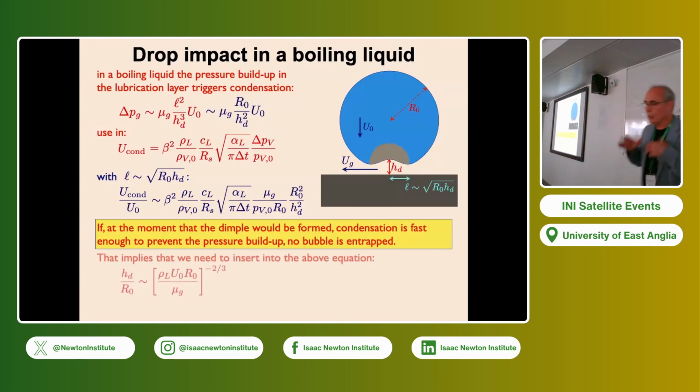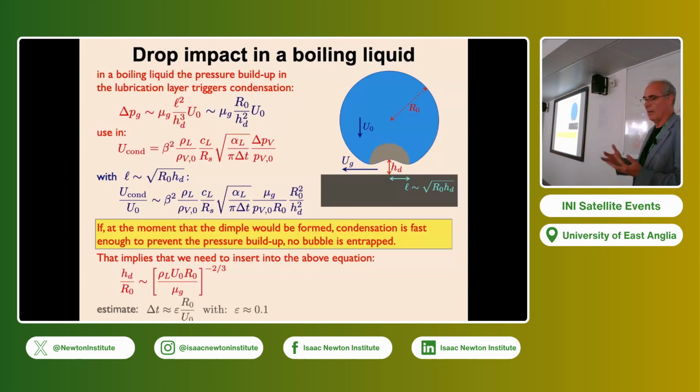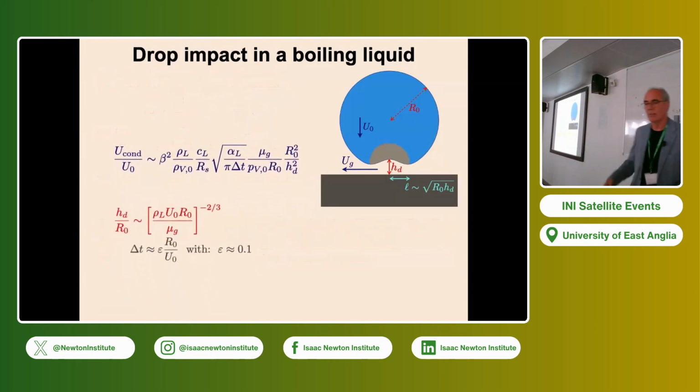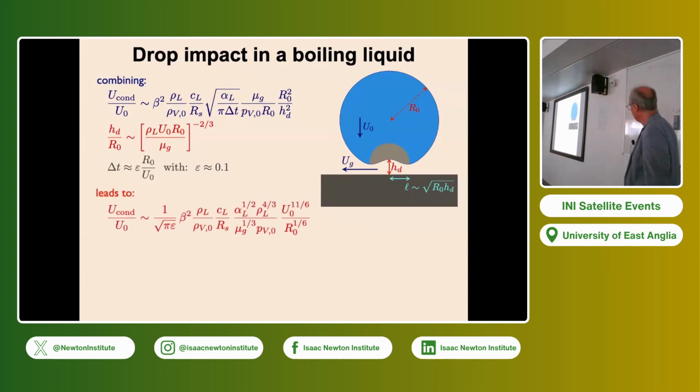below the droplet. So that implies that if we now use this Stokes to the power minus 2/3 law and insert it into this U_cond over U_0, then we should get a criterion on whether we entrap a bubble or not. So if we estimate the amount of time that we generate a thermal boundary layer inside our liquid like this, and take all of the equations together, then we end up with this a little bit nasty expression that you see over there that basically relates the condensation speed to the parameters of the problem.